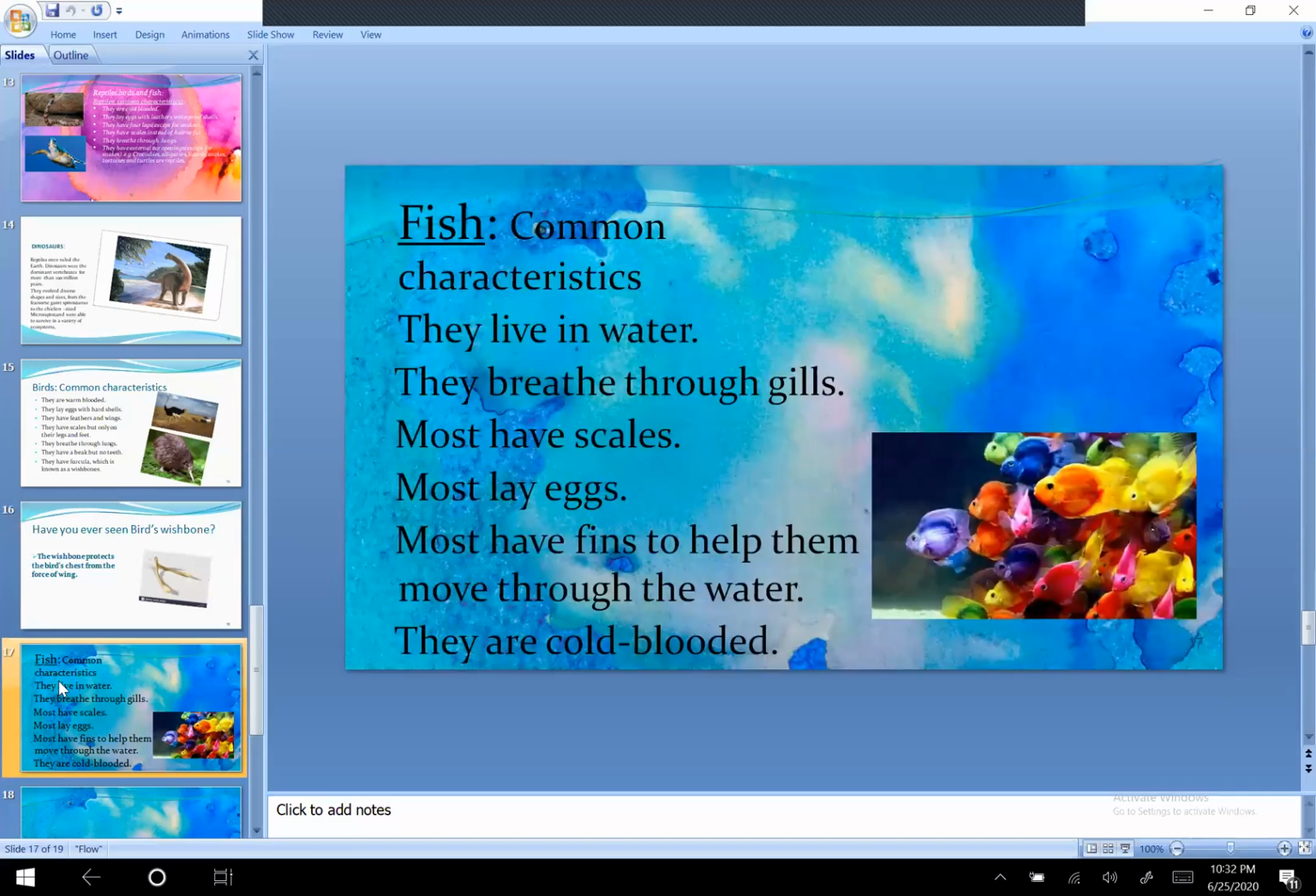Now children, common features of fish. The last topic is fish. Common characteristics are what? They live in water. They breathe through gills. They have scales. Most have fins to help them move through the water. They are cold-blooded. Children, it's very simple: they live within water, that's why they're called aquatic animals. They breathe through gills instead of lungs. All fish breathe through gills instead of lungs.